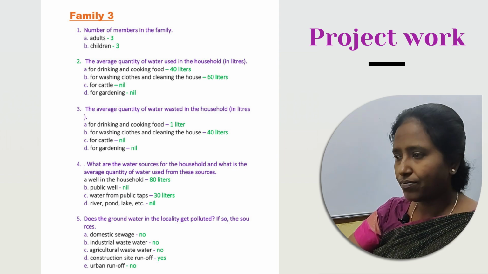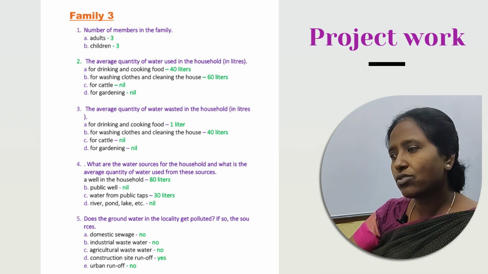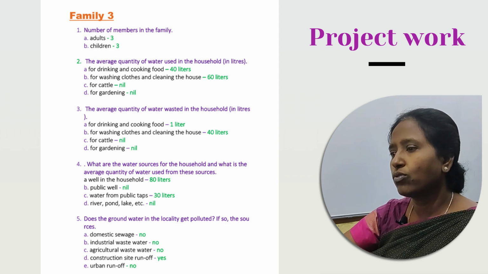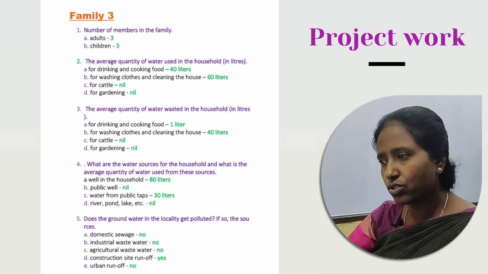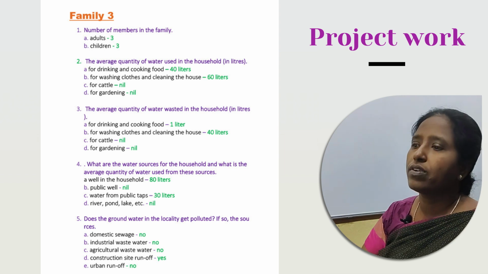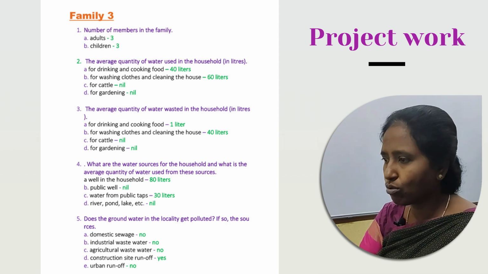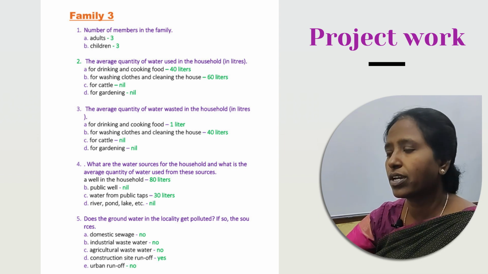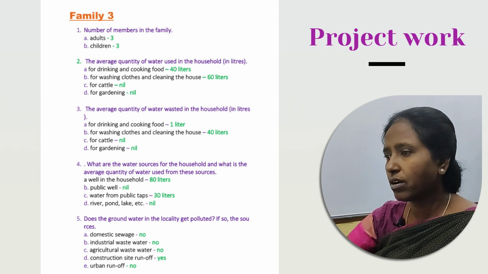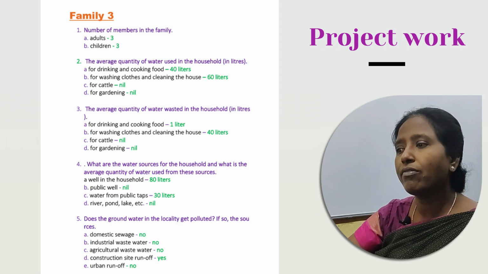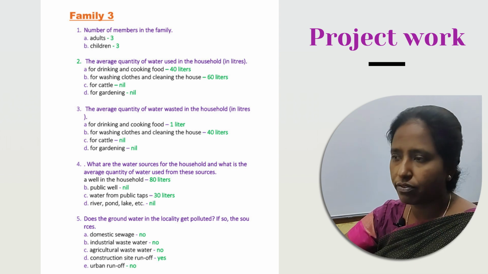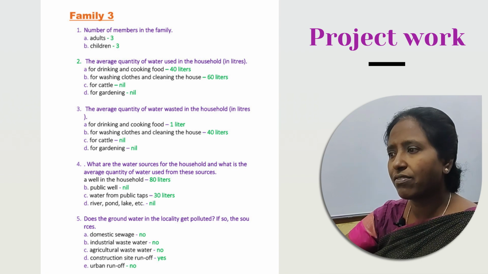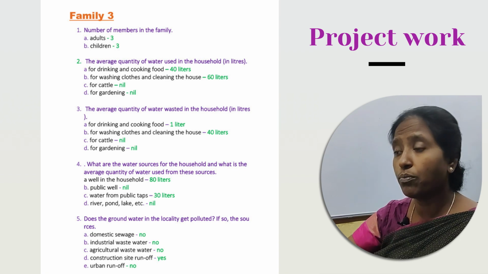For gardening, nil. What are the water sources for the household and what is the average quantity of water used from these sources? So first one is well in the household, 80 liters, water from public taps, 30 liters. Okay, and is the groundwater polluted? Yes, because of construction site runoff. Okay, so you can see here everywhere the groundwater is getting polluted.